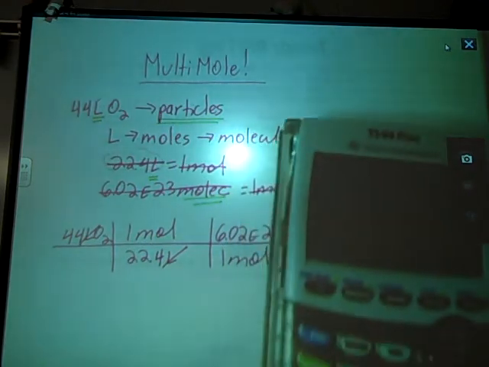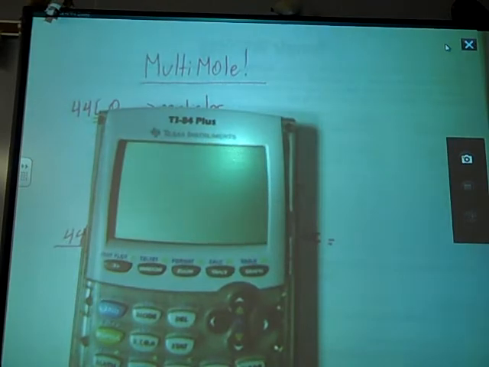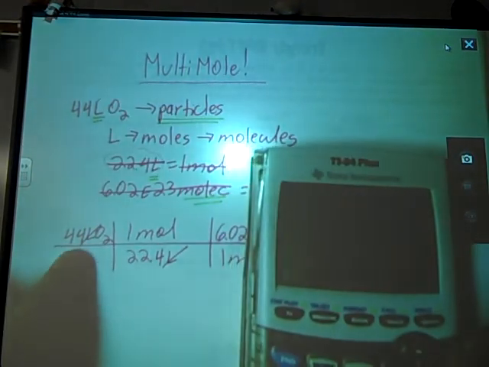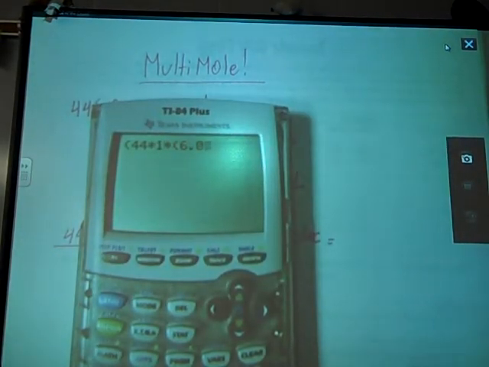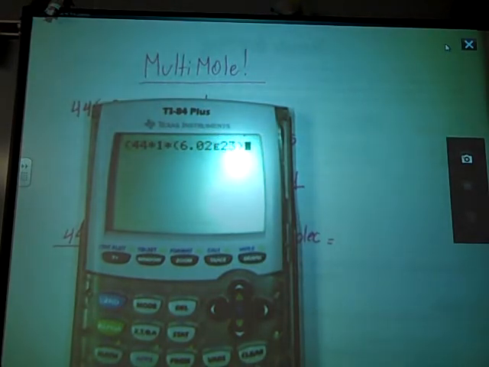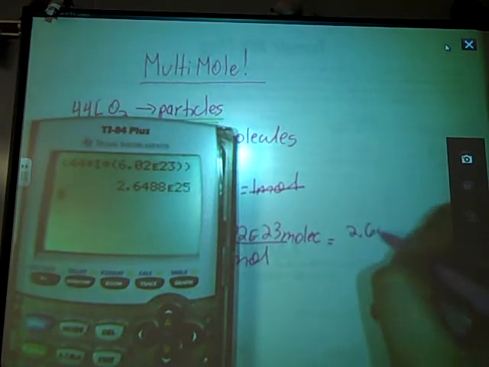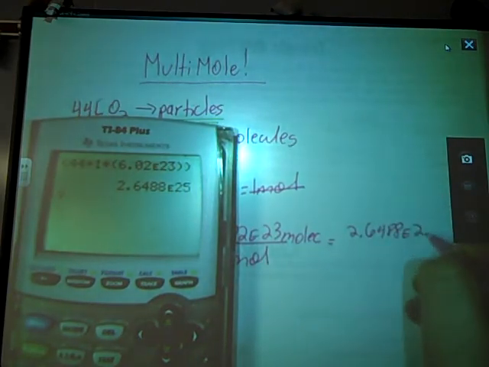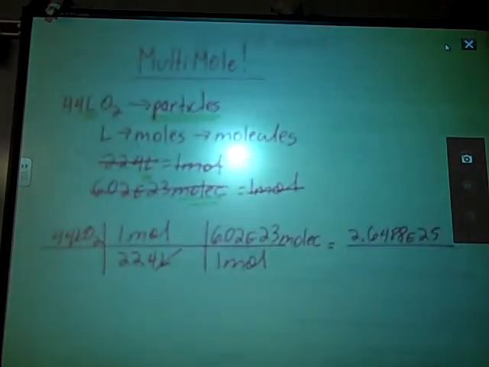Let's see if my calculator will fit on my screen. Oh, you can't see it anyway. Bummer. There we go. So we're going to do 44 times 1 times 6.02 times 10 to the 23rd. See if I turn on my light. That helped a little bit. Okay, so top here. Now we're going to divide by all the way across the bottom. It's a little out of focus, isn't it?